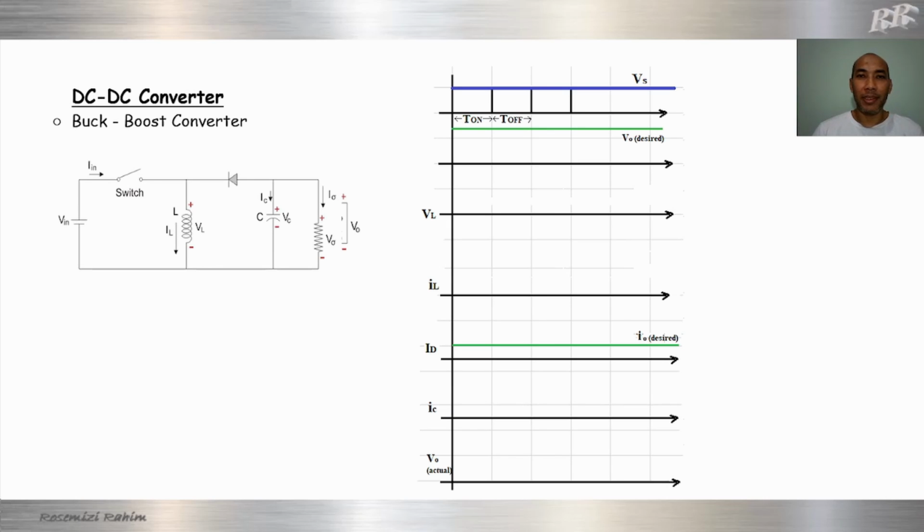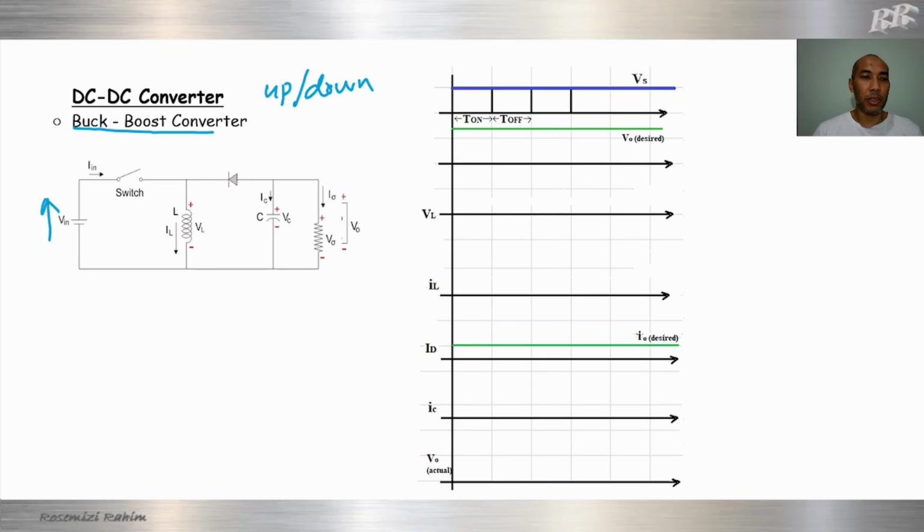Hello everyone. In this video, I'm going to discuss the DC to DC converter, buck boost converter type. It is a combination of buck and boost. It can step up or step down the voltage. Vout can be increased or Vout can be decreased.